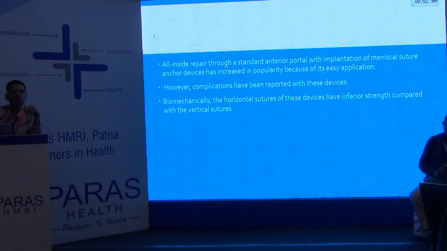So the all-inside repair is done through a standard anterior portal with implantation of meniscal suture, like what we use in the all-inside repair. It's easier to do. What is done in this case, just one bite through the posterior medial portal is taken in the posterior capsule, and then the thread is passed anteriorly, and we pull the thread and keep the capsule reduced. Then we pass the all-inside meniscus repair device like Fast-Fix, and we reduce it.